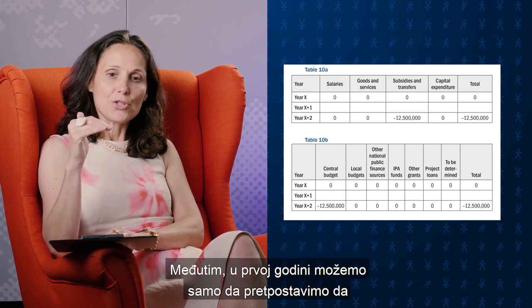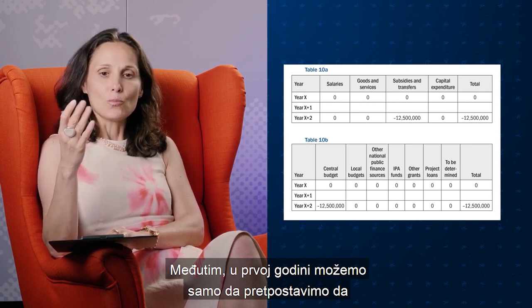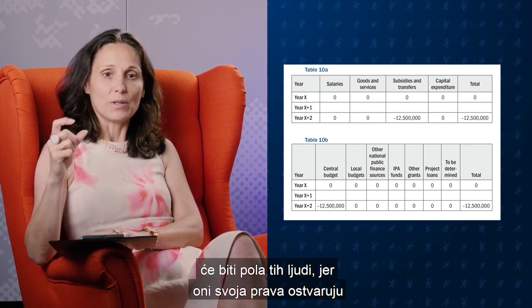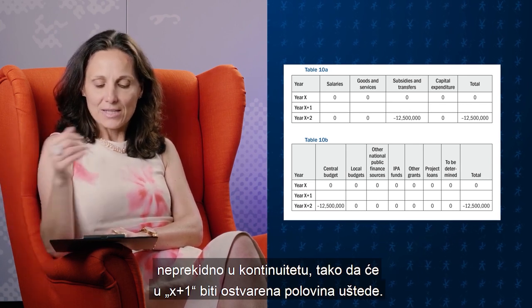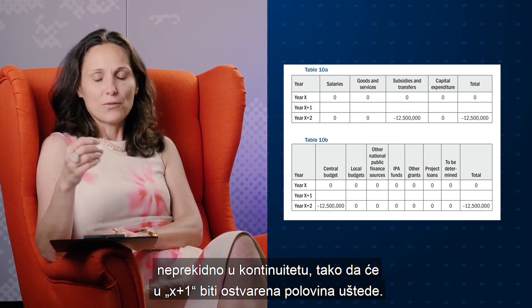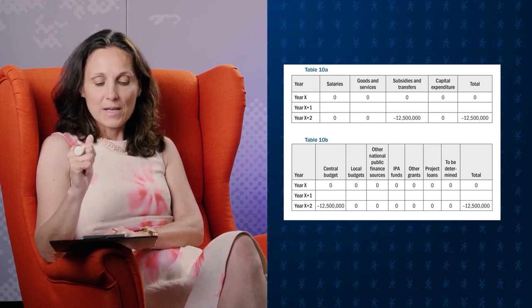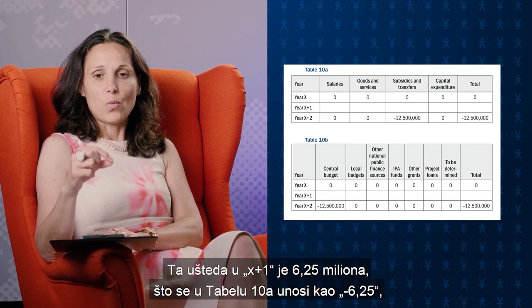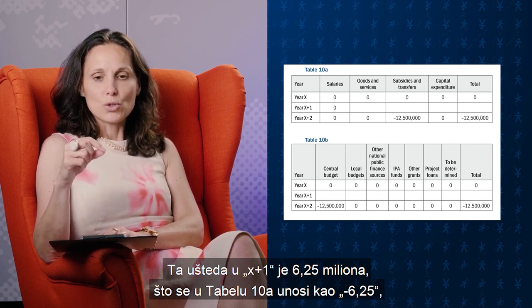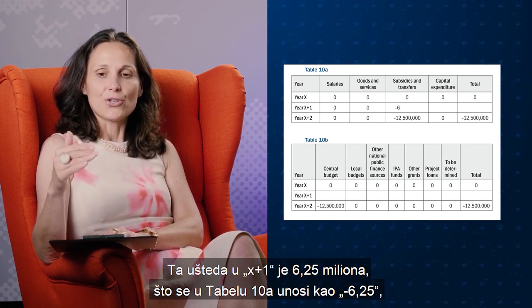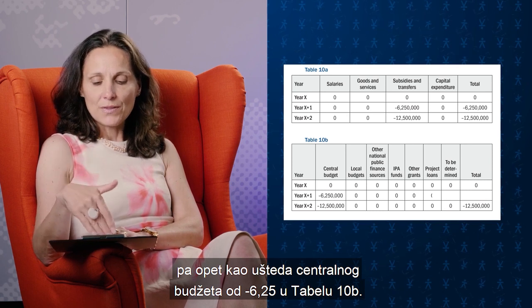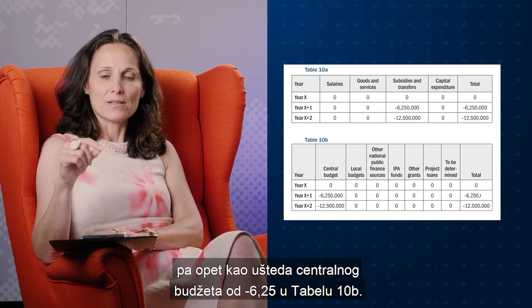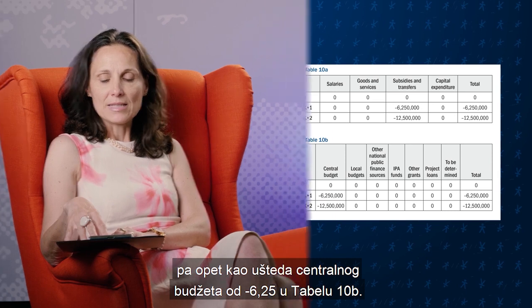However, in this first year, we can only assume that it's going to be half of those people, because they get their rights running every day. So there will be this half savings in X+1. So the saving in this X+1 is 6.25 million, which is entered as minus 6.25 in table 10A, and again the central budget saving minus 6.25 in table 10B.